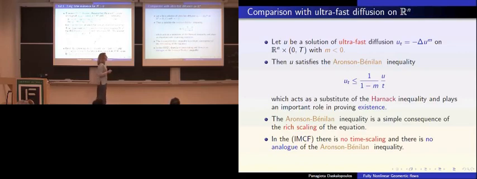And in the case of the porous medium equation, or the fast diffusion, you have the so-called Aronson-Benilan inequality. This inequality holds for any m less than 1. It plays a little bit the role of a differentiable Harnack inequality, and that somehow helps. It's a pointwise inequality, but still helps.